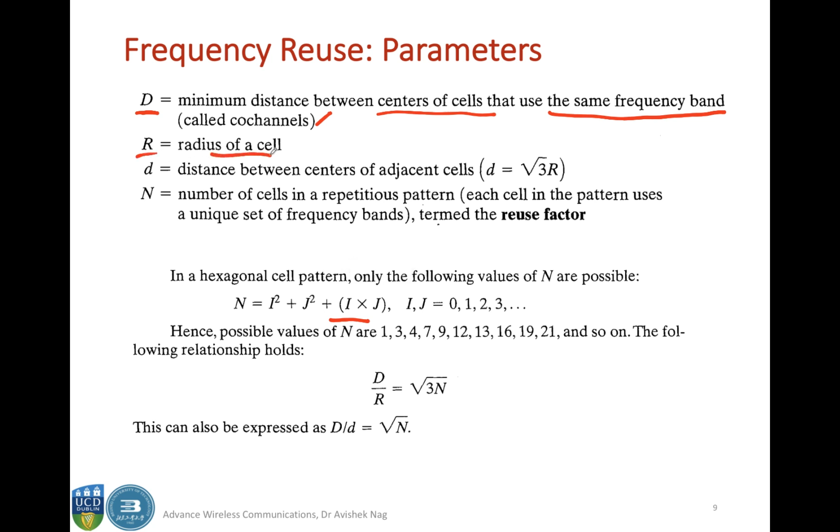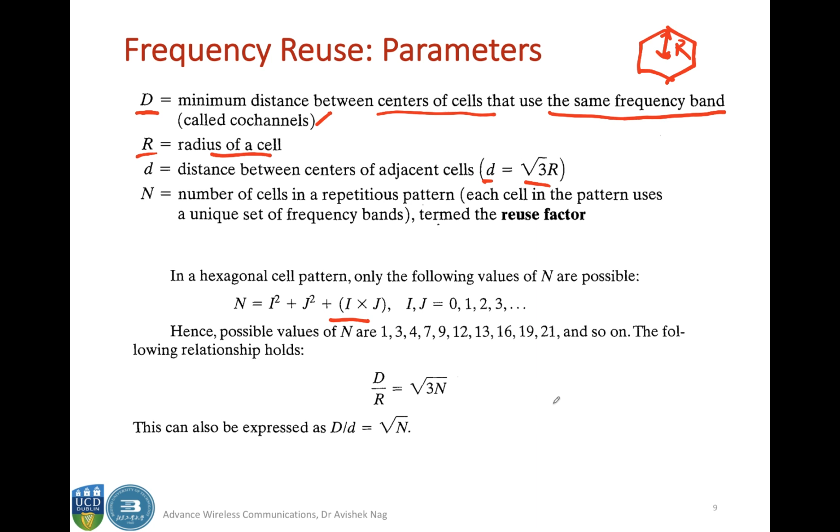R is the radius of a single cell. So if you have a hexagonal cell like this, this distance is your R. Okay. D is the distance between the centers of adjacent cells. Okay. So D is actually square root of 3 R. Okay.